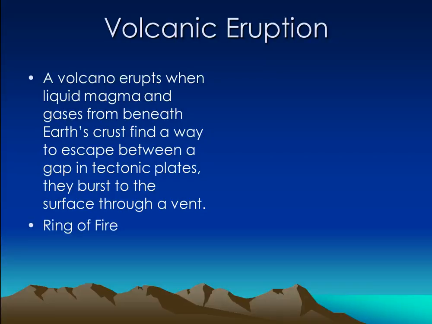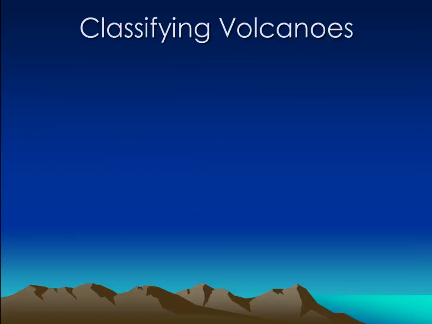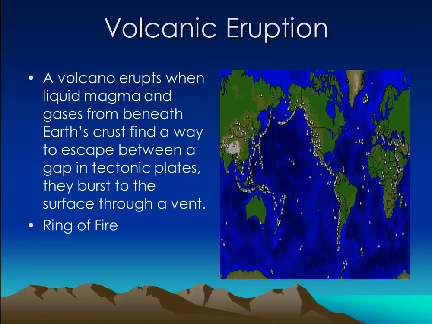The Ring of Fire is the location on Earth where many volcanoes occur. You can see that from this picture. Many of the volcanoes, which is shown in kind of the triangle there, happens in the ring of fire, and those are usually right where tectonic plates meet.